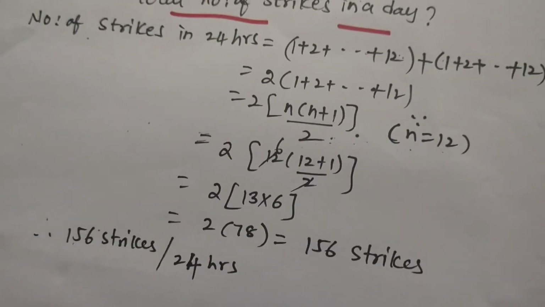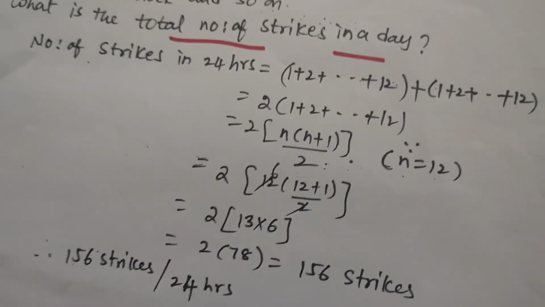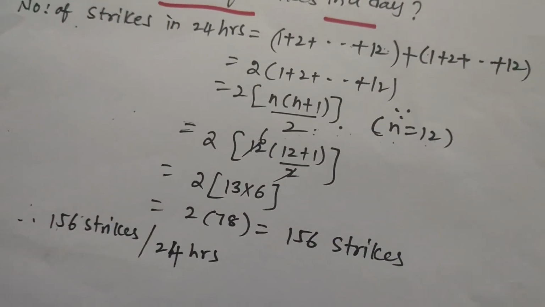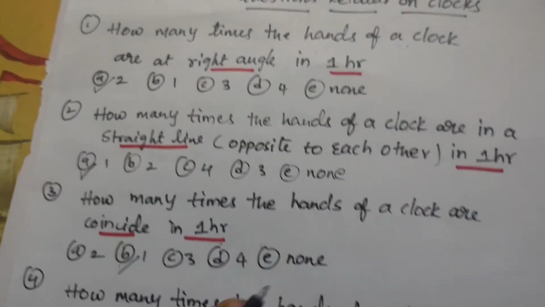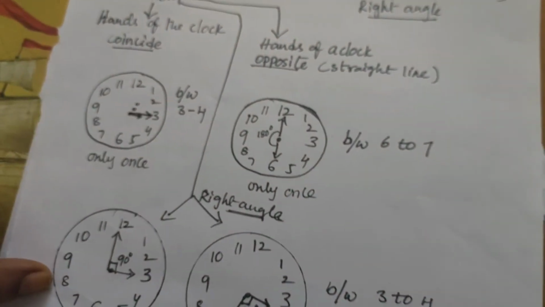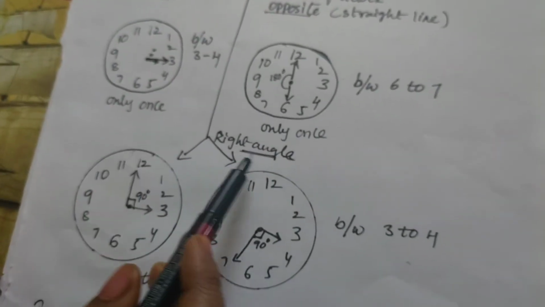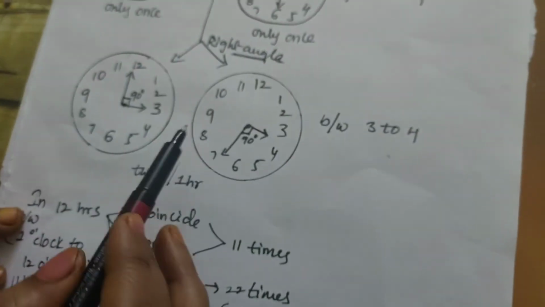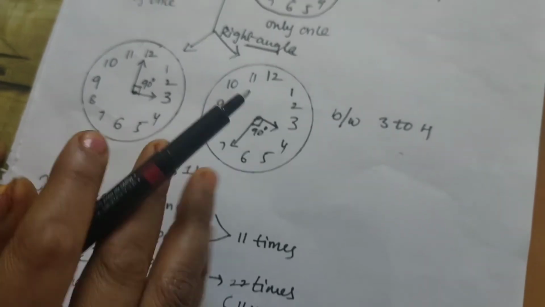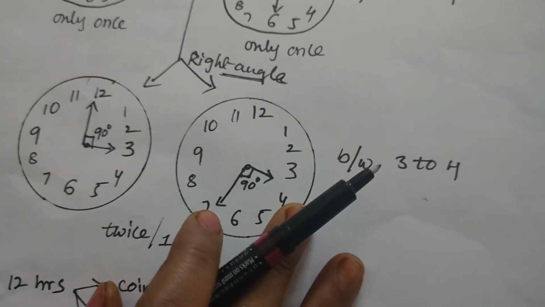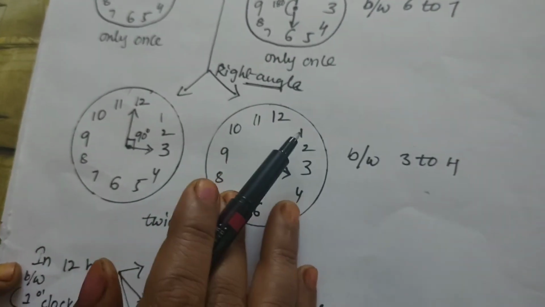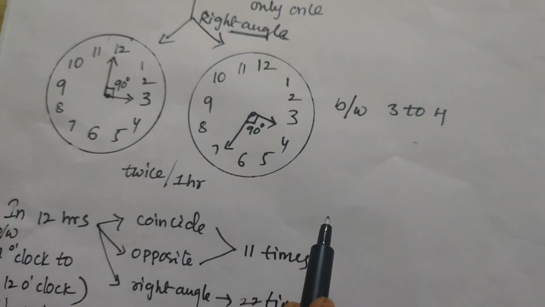Students, you have to solve the questions related to clocks in this way. In order to solve these questions, you have to be thorough with this number of times concept. First understand the concept clearly, then answer those questions. I hope you understand the concept and try more examples. Thank you.